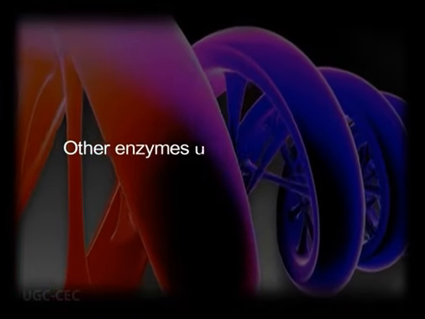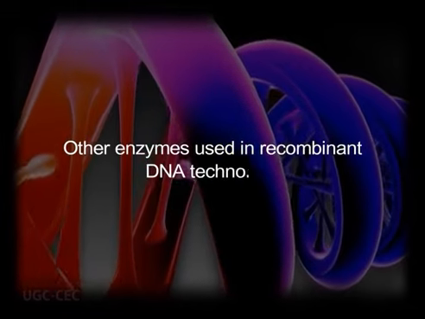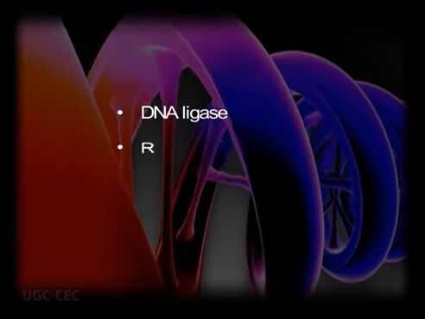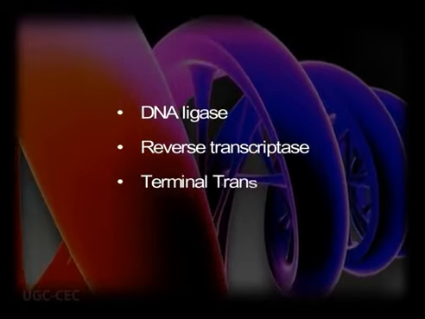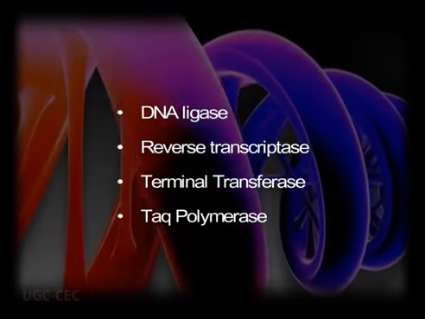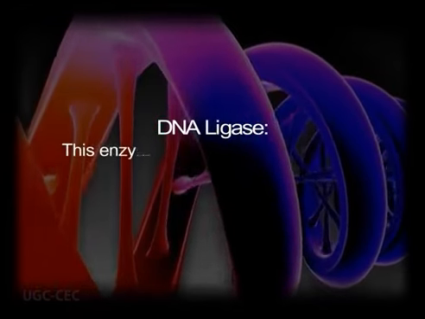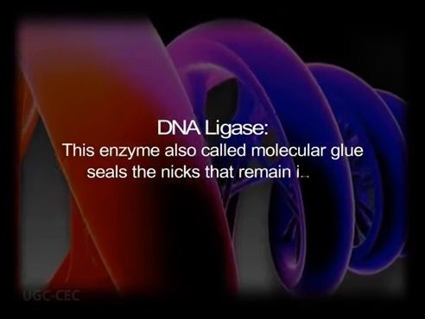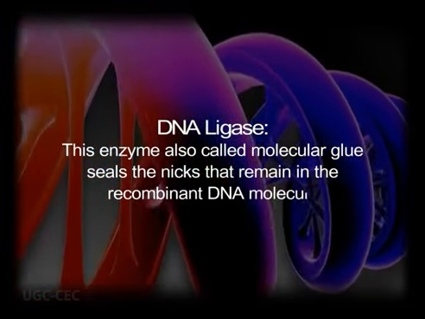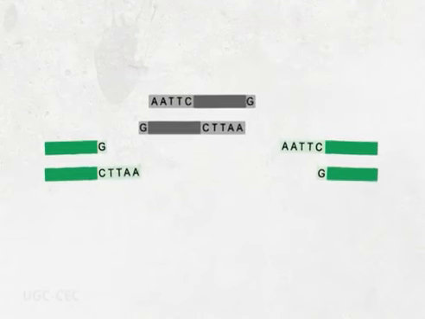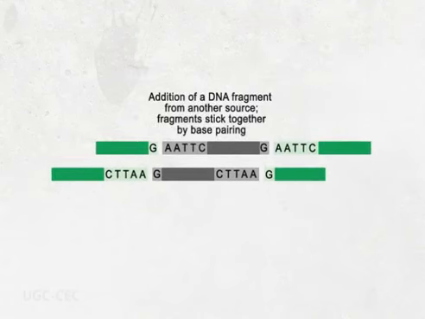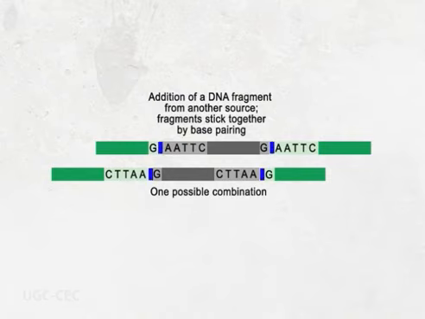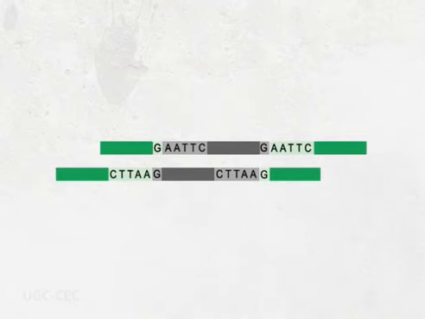There are some other enzymes which are also important in recombinant DNA technology, for example DNA ligase, reverse transcriptase, Taq polymerase, etc. DNA ligase is also called molecular glue and seals the nicks that remain in the recombinant DNA molecule. The role of this enzyme is to catalyze the formation of a phosphodiester bond between the 5'-phosphate and 3'-OH of two adjacent nucleotides when a gene of interest is inserted into a vector molecule.